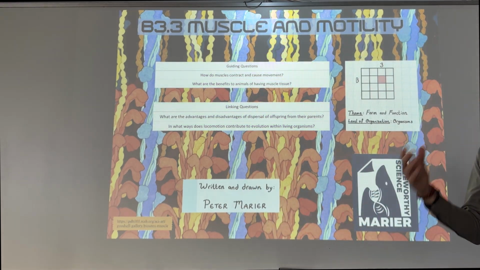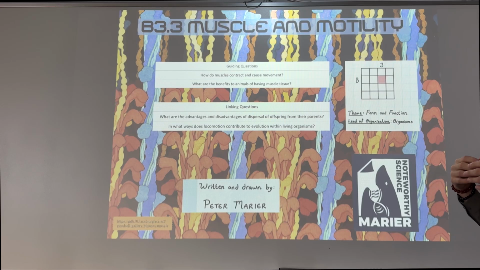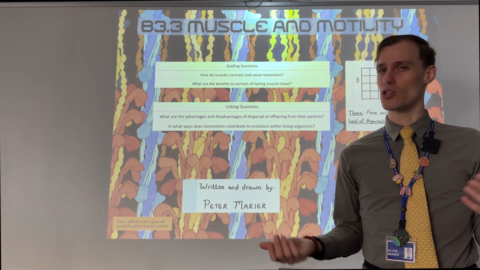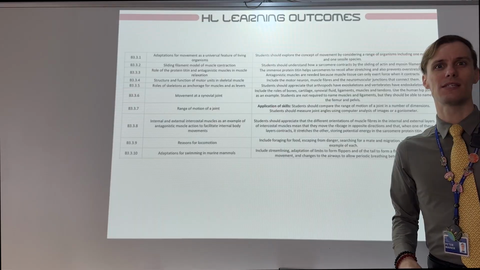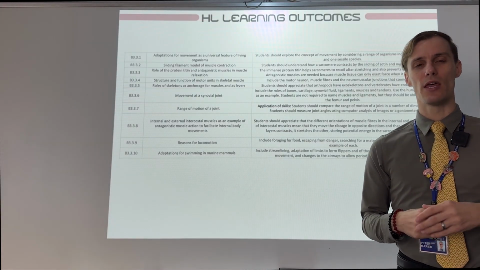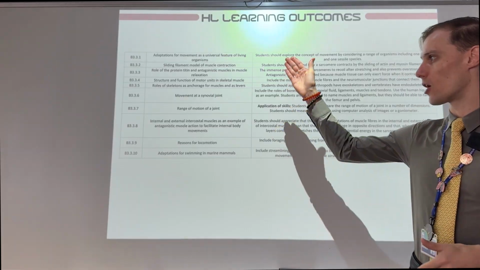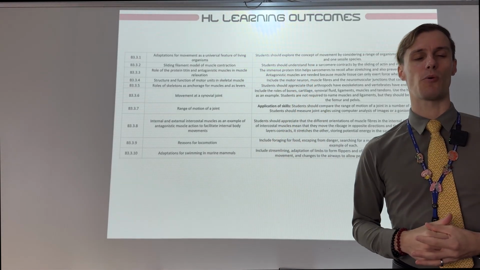And another one to keep in the back of your mind as we're learning this is, really, what is the benefit of animals even having muscle tissue in the first place? As mentioned, this is a higher level only subtopic, therefore there are no standard level learning outcomes. In higher level, there are 10 different learning outcomes that we're going to explore today.